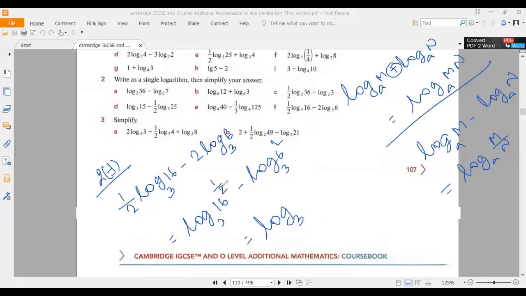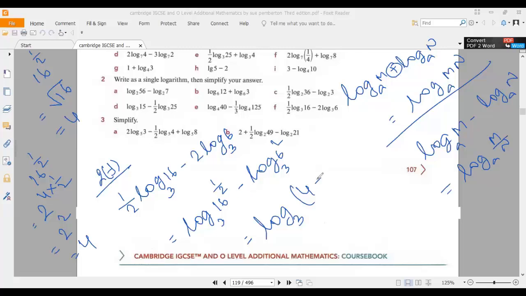Now, 16 to the power 1 by 2 can be written as 4. Okay, why 4? There are two different ways. 16 to the power 1 by 2 represents square root of 16, and square root of 16 will be 4. Simple. Second idea is that 16 means 2 to the power 4. 4 into 1 by 2, after dividing 4 by 2, you will get 2. So 2 squared should be 4. Okay. Now, and 6 squared represents 36.